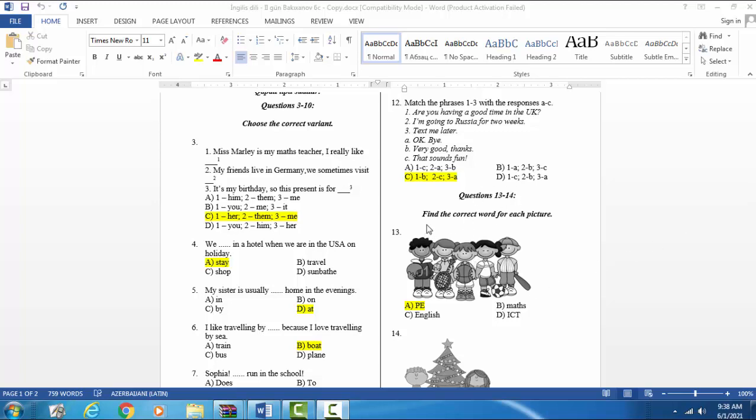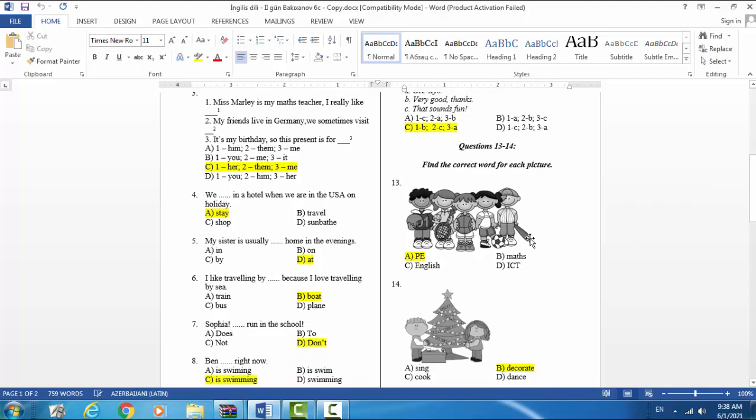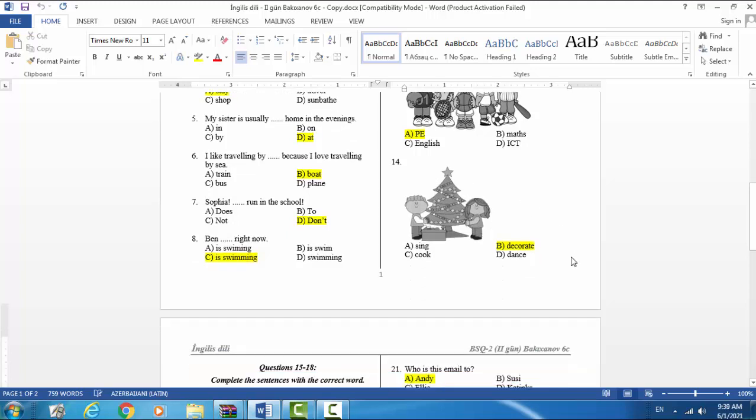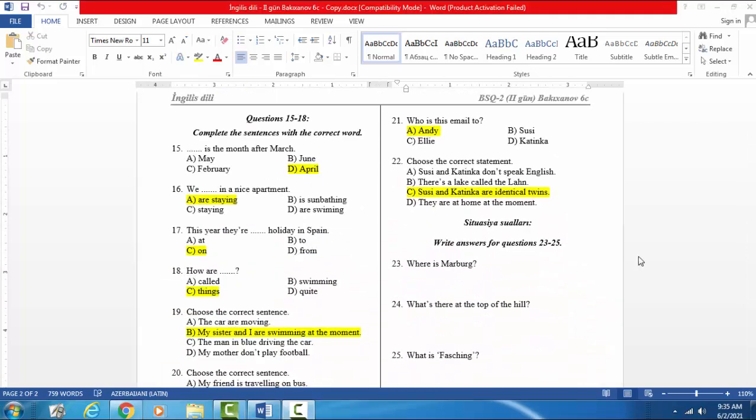In questions 13 and 14, you are going to find the word for each picture. This is a PE lesson because children have balls or some sport things in their hands. 14. The children are decorating the Christmas tree. Questions 15 and 18. We should complete the sentences with the correct word. April is the month after March.